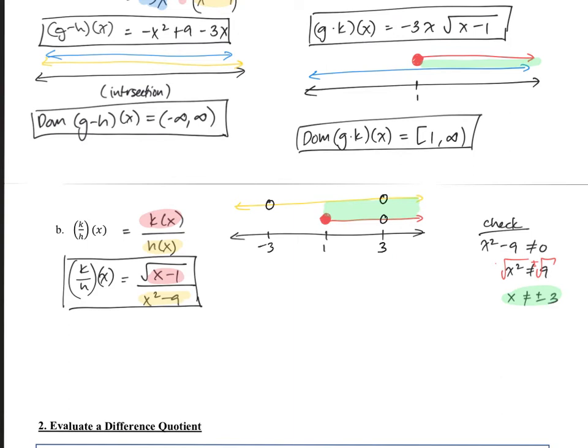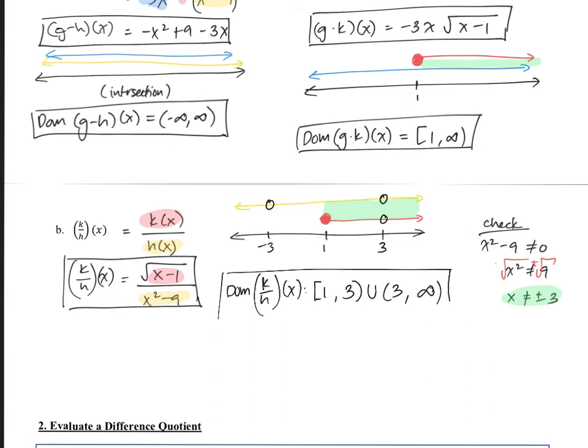We'll take that out. Well, looking at the intersection and taking out 3, we go from 1 until 3, but we can't include 3. Then we start again after 3, and we go on to positive infinity. So now you might wonder why we don't include this half. Well, it's because we're looking at the intersection, and that negative 3 just happens to fall in the half we're not using. Alright, and that's the domain. So we have the domain of k over h of x right there. So once again, if you have fractions, just be careful because you can't have the denominator equal to 0.